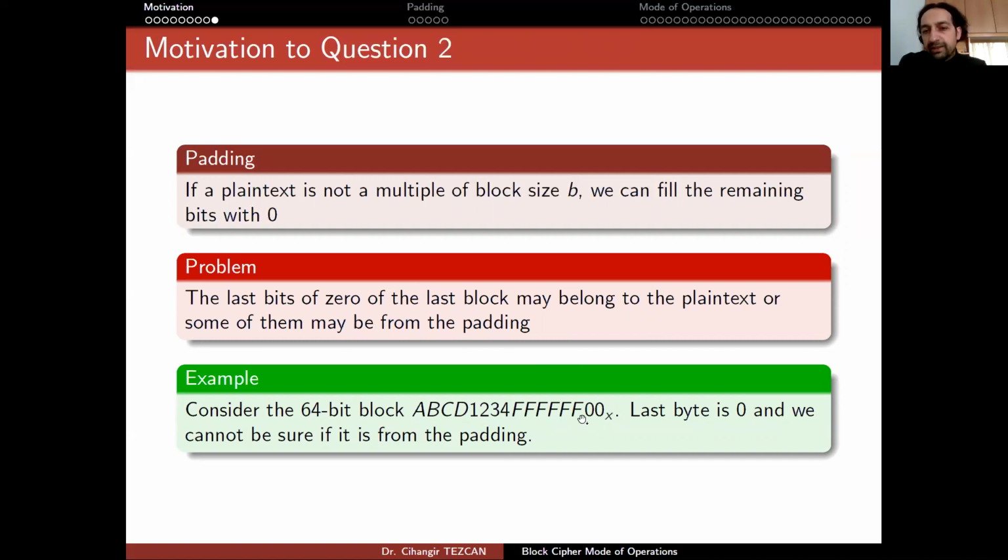Okay, when I encrypt it and send it to you, you will decrypt it and obtain the same thing. But now you will look at the last byte, and you wouldn't be sure if this zero byte is coming from the original message or if it is from the padding. So this is the main problem. We have to find a way to remove this ambiguity, and with padding, we will talk about what we can do and how we can get rid of this ambiguity.